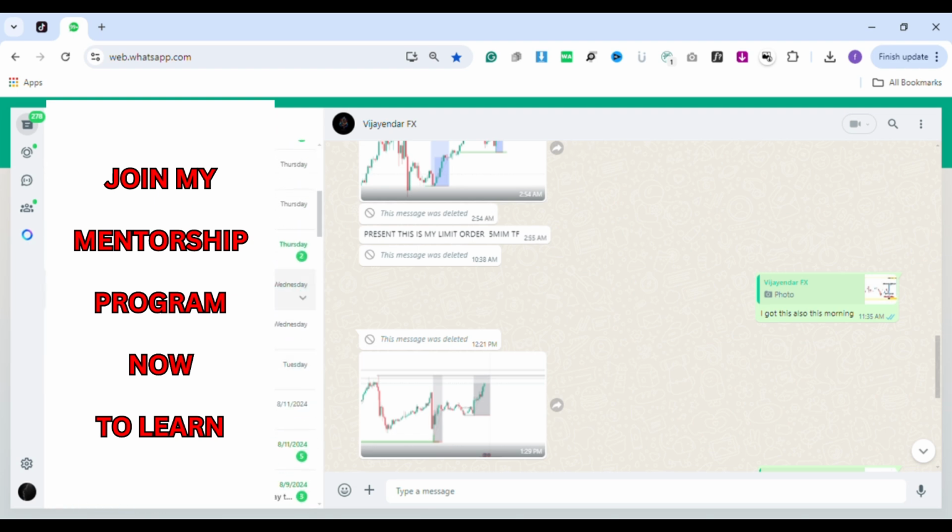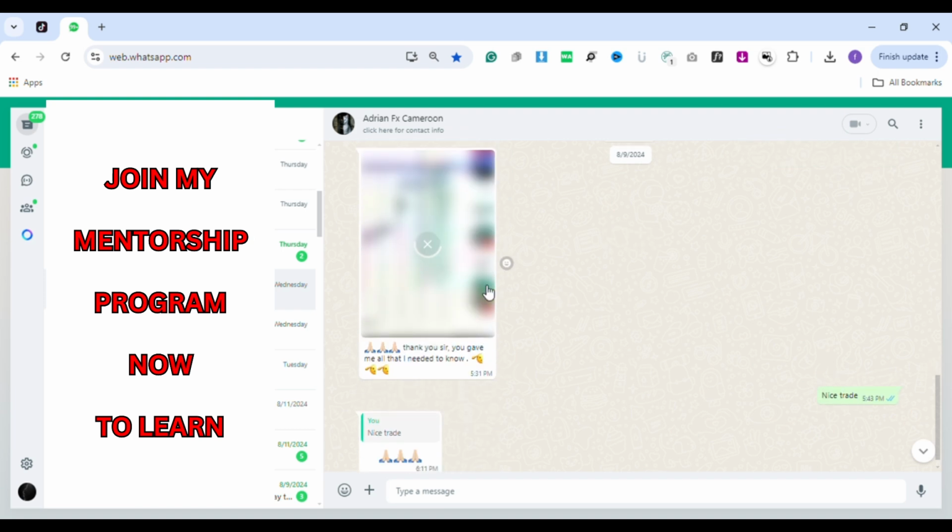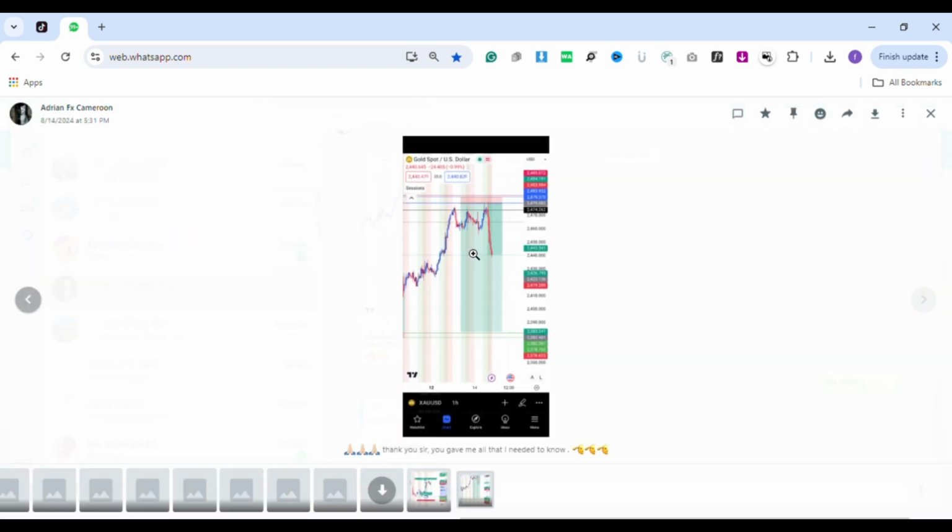Okay, right here. Can you see this? The bearish movement right here. Can you see the bearish movement? Enter into this particular bearish movement. This is where price got my take profit.